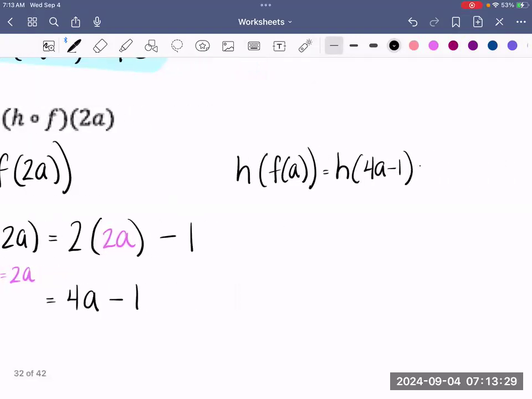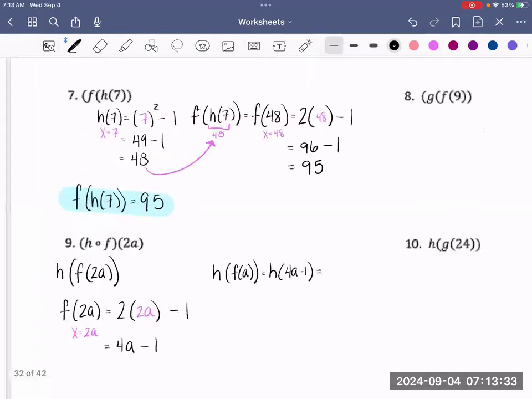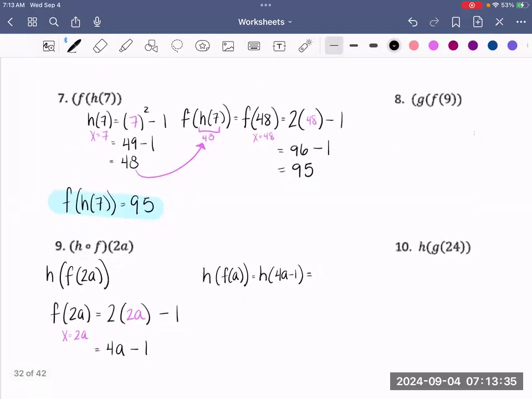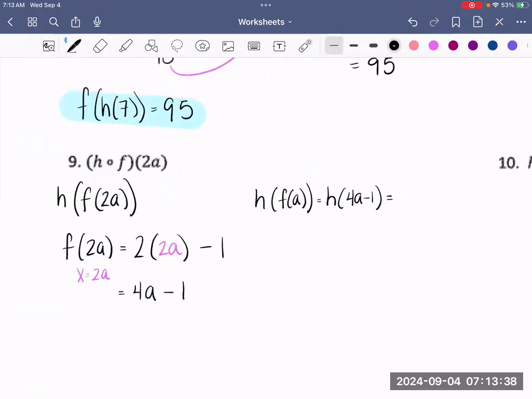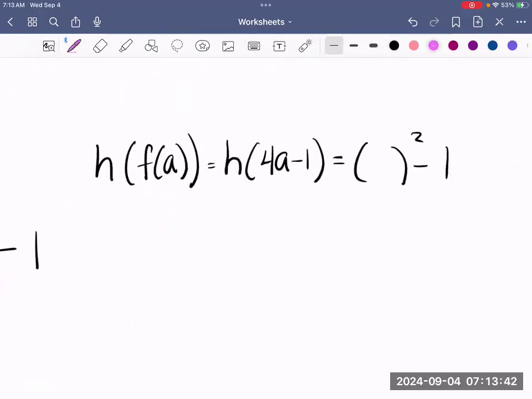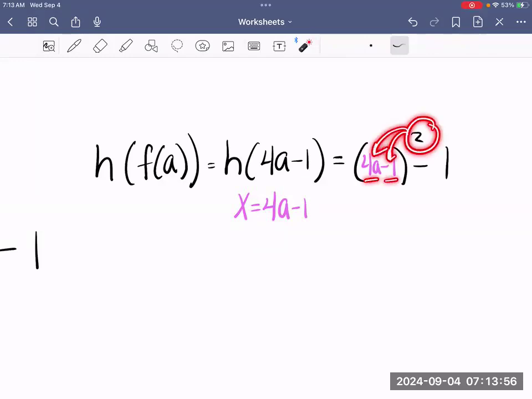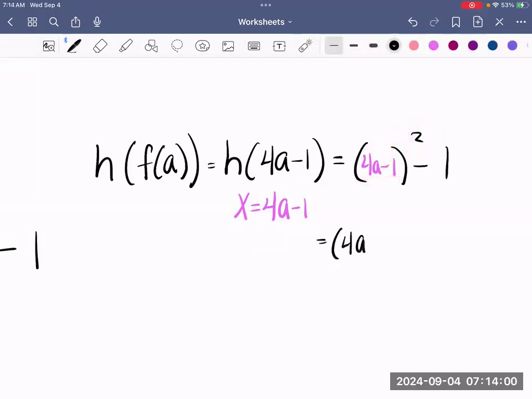Then we can go ahead and evaluate h. H was x squared minus 1. X squared minus 1, that is what h is. And this time we're going to say x is really equal to 4a minus 1. So we can go ahead and put 4a minus 1 in. And because it is a binomial, we aren't able to distribute in. Instead, we have to write 2 of this 4a minus 1.